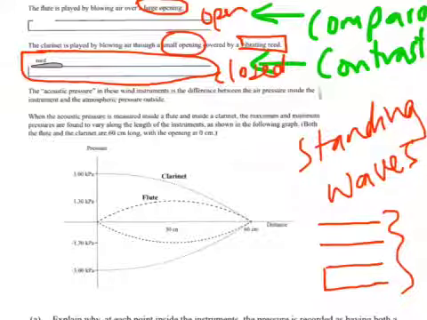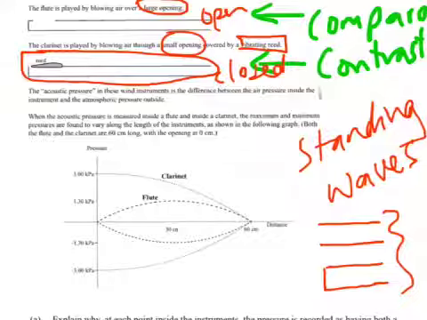So anyway, moving on, the acoustic pressure in these wind instruments is the difference between the air pressure inside the instrument and the atmospheric pressure outside. When the acoustic pressure is measured inside the flute and the clarinet, the maximum and minimum pressures are found to vary along the length of the instruments, as shown in the following graph. Then it says about the length of them, where the opening is.